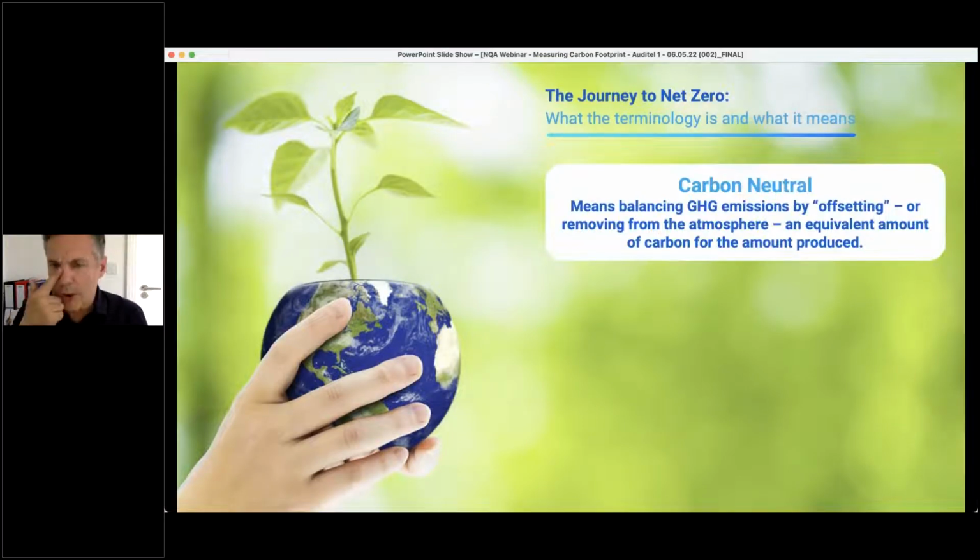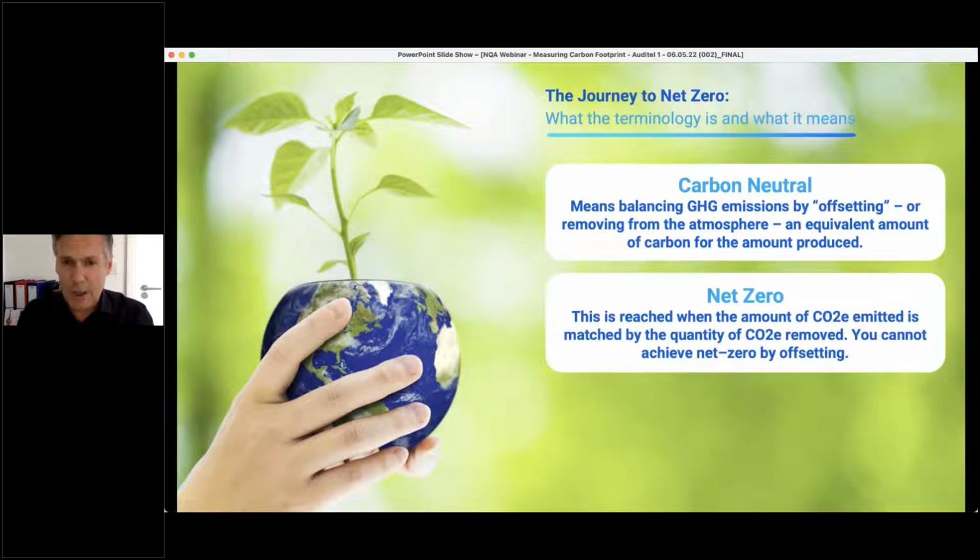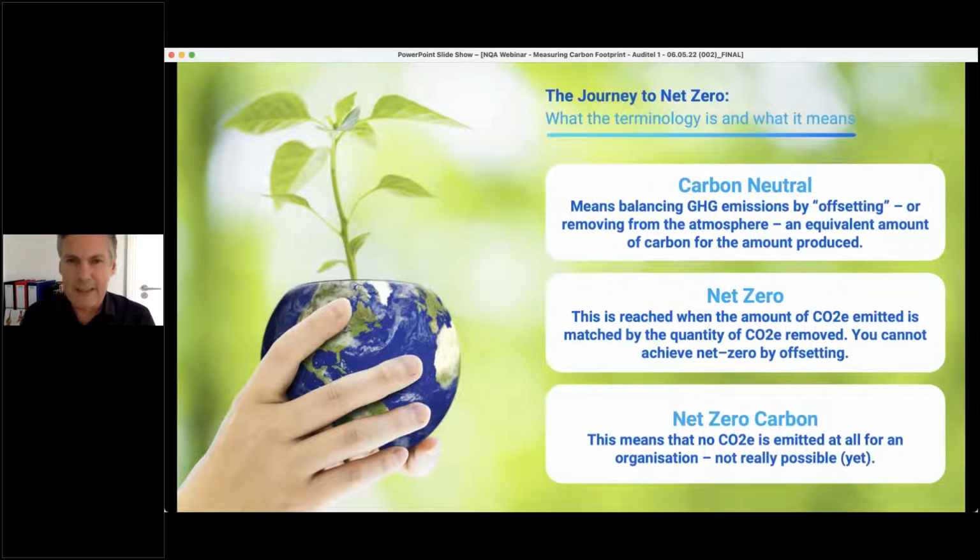So Sean's going to delve into the detail next, but that last piece is around terminology. And I don't think any of us are really clear around terminology. There are lots of grey lines and blurring lines, but what broadly does carbon neutral mean? In fact, it means balancing GHG emissions by offsetting, or removing from the atmosphere, an equivalent amount of carbon for the amount produced. So we produced emissions, we offset, that's carbon neutral. Net zero is reached when the amount of CO2 emitted is matched by the quantity of CO2 removed. But actually the challenge here is you can't achieve net zero by offsetting.